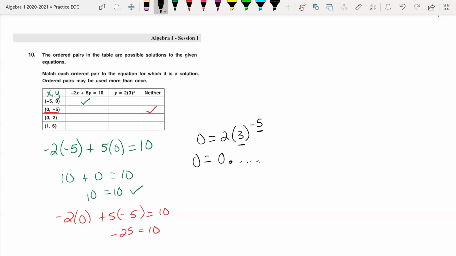And then you go to 0, 2. Well, 0, 2 works for both of them if you plug it in. And lastly, 1, 6 works for this one if you plug it in. So again, it's just replacing the x and the y with the value you see in the ordered pair. Okay? So just make sure if they ever give you ordered pairs and say, hey, is it a solution? You plug it in and you see if it works.